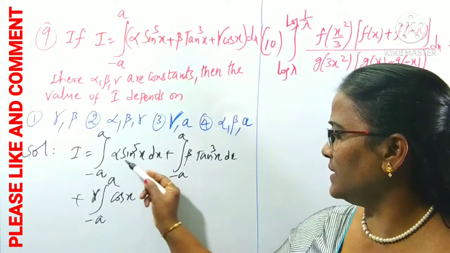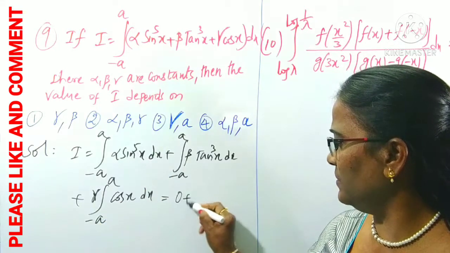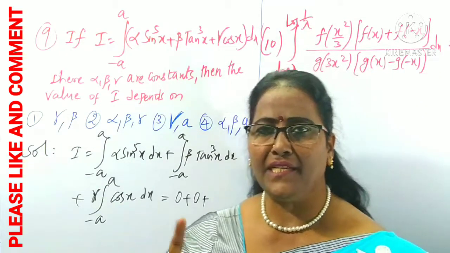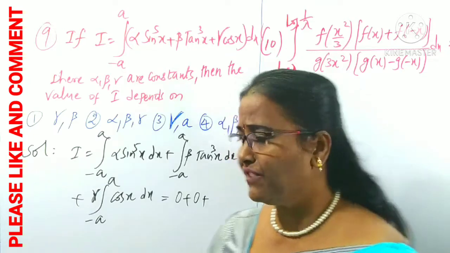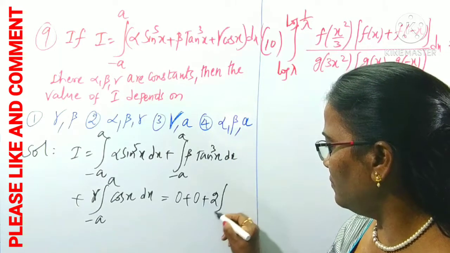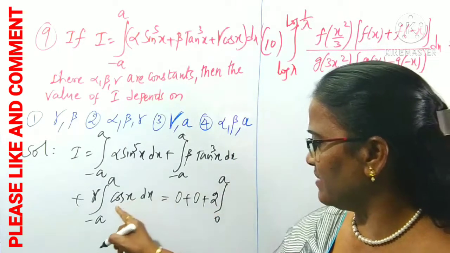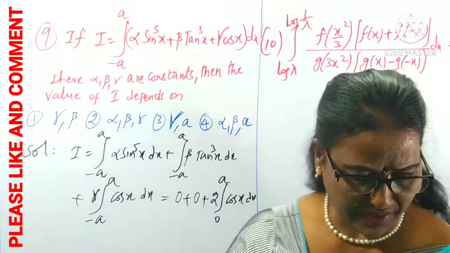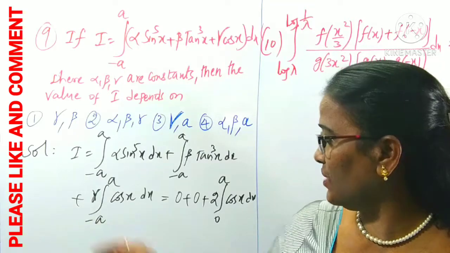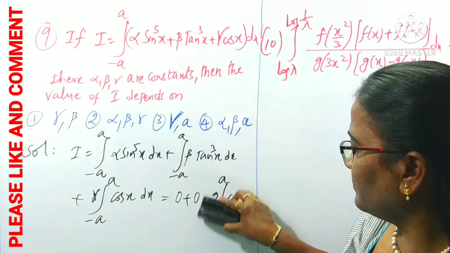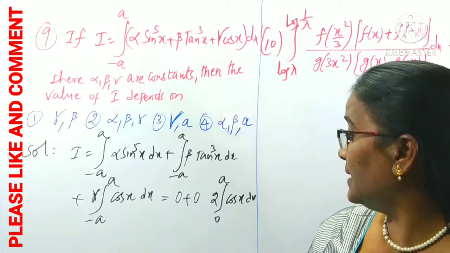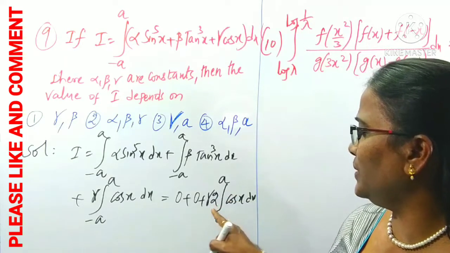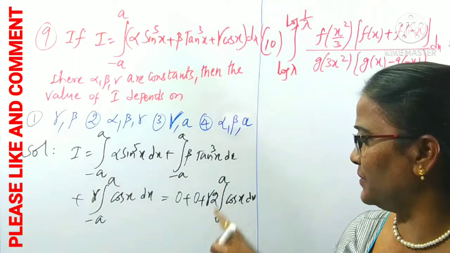Now what are these two integrations? 0, 0 plus 0. This is clearly which function? Even function. Integral from minus a to a of f of x becomes what in case of an even function? 2 times the integral from 0 to a of f of x. In place of f of x there is a cos x. Okay, gamma is also there. Gamma times, plus gamma times 2 into the integral of cos x between the limits 0 to a.